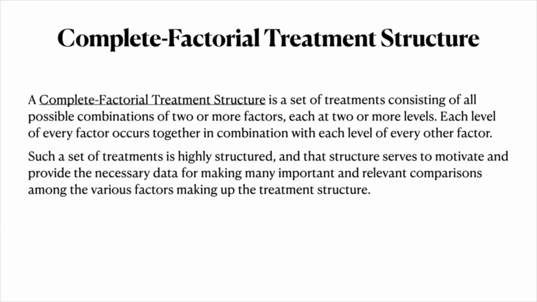So what is a complete factorial treatment structure? A complete factorial treatment structure is a set of treatments consisting of all possible combinations of two or more factors, each at two or more levels. Each level of every factor occurs together in combination with each level of every other factor. Such a set of treatments is highly structured, and that structure serves to motivate and provide the necessary data for making many important and relevant comparisons among the various factors that make up the treatment structure.